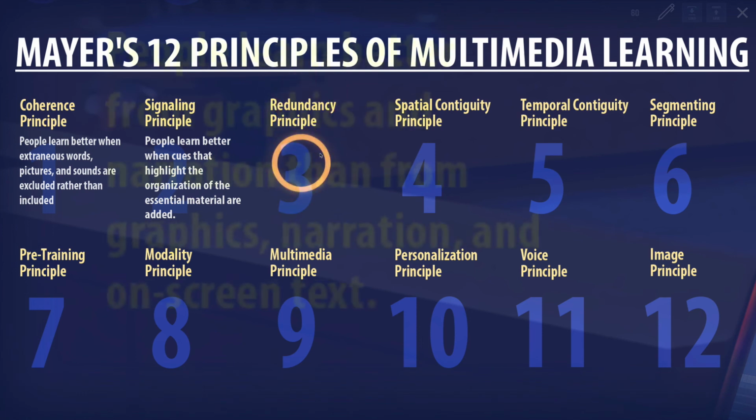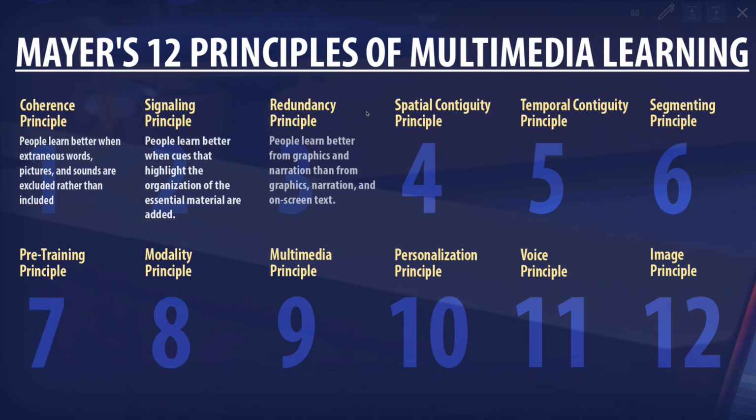Redundancy principle. People learn better from graphics and narration than from graphics, narration, and on-screen text. That makes a lot of sense. So essentially, if you want to have people read text, that's fine. Give them a chance to actually read it themselves instead of you reading it for them. And when not necessary, don't include it. Back to coherence principle, which is keep it nice and simple.